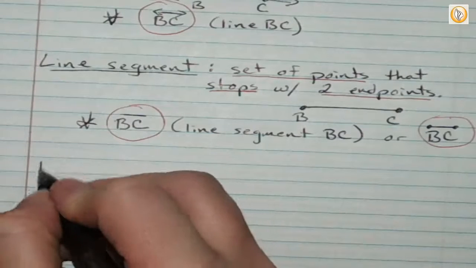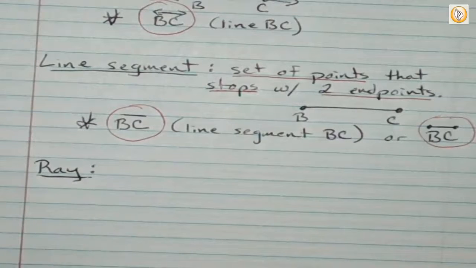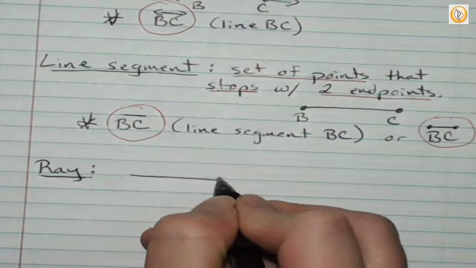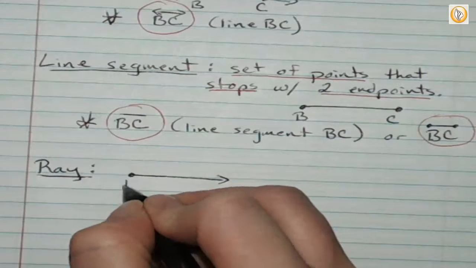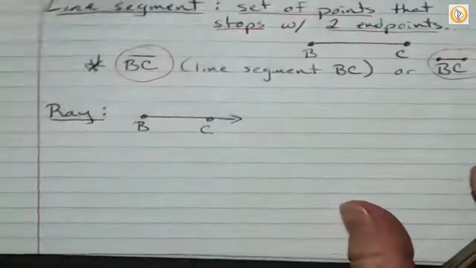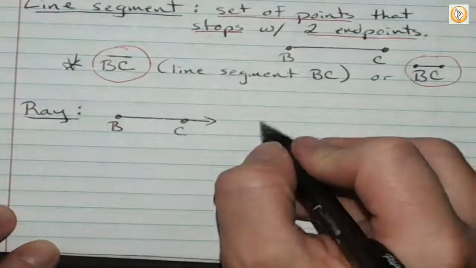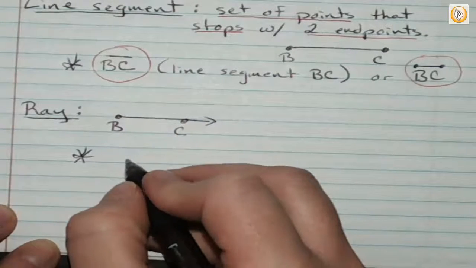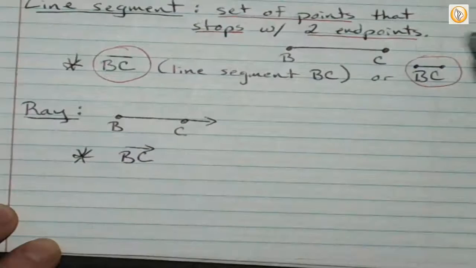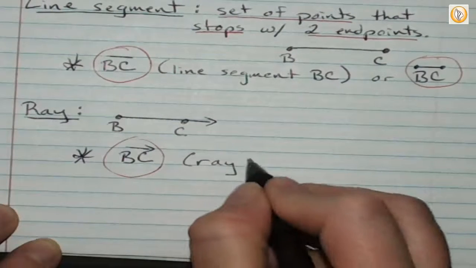All right, next one is ray. I'm not going to give you a bunch of words for that one. A ray looks like this. That would be your ray, and it's written like that. It's read ray BC.